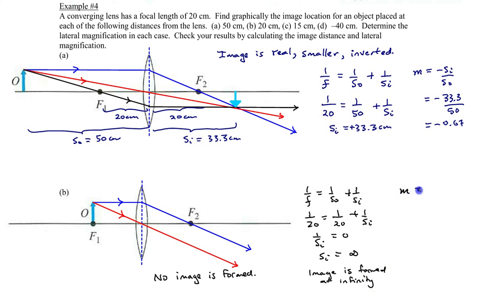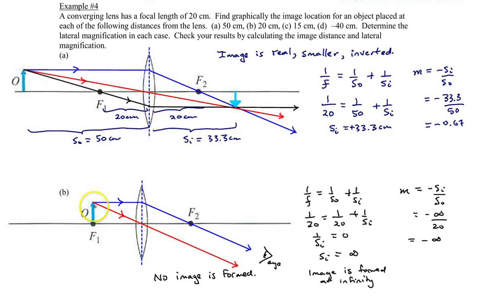And the magnification, which would be negative si over so, that's negative infinity over the object distance of 20. That's going to give you negative infinity. So that's an infinitely large size image. So if you were to put this object at the focal point, you will have an infinitely large object at infinity away. And you would actually have to be looking from this side to see that infinitely large image of this particular object.